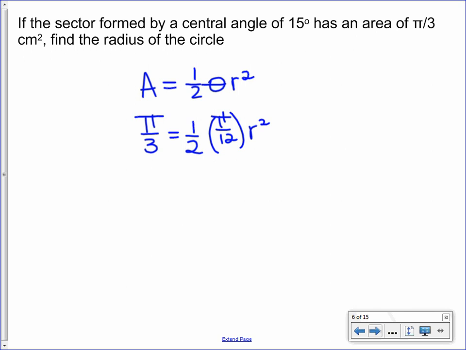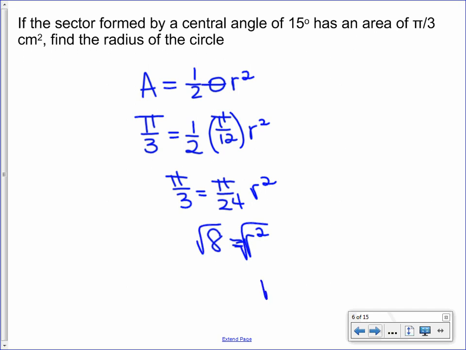All right, so now we need to solve for r. I have pi over 3 equals pi over 24 r squared. When we divide by pi over 24 to get r squared by itself, it's the same thing as doing what? Multiplying by the reciprocal. So when we multiply by 24 over pi, we're left with r squared equals 8. And then if we square root both sides, our radius is the square root of 8. Please reduce this to 2 radical 2. Since we're talking about our radius, this is a length, and so we need to label it in what? Centimeters, since our area was centimeters squared.